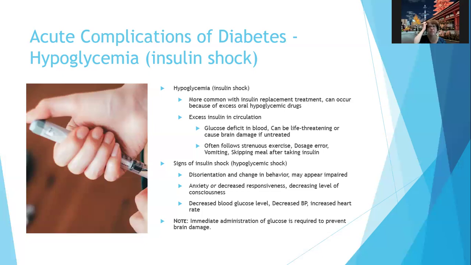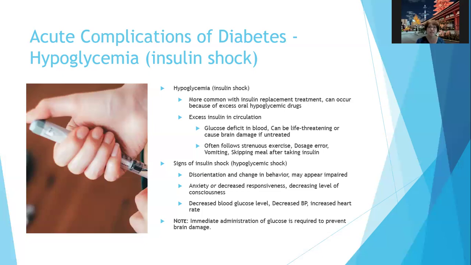So insulin shock often follows strenuous exercise, maybe a dosage error, where they accidentally gave themselves too much insulin. Vomiting, because you get rid of whatever glucose was in your stomach. Or skipping a meal after taking insulin. And I have a good story, which I've recorded, and I'll send you a link to it so you can know what this looks like.